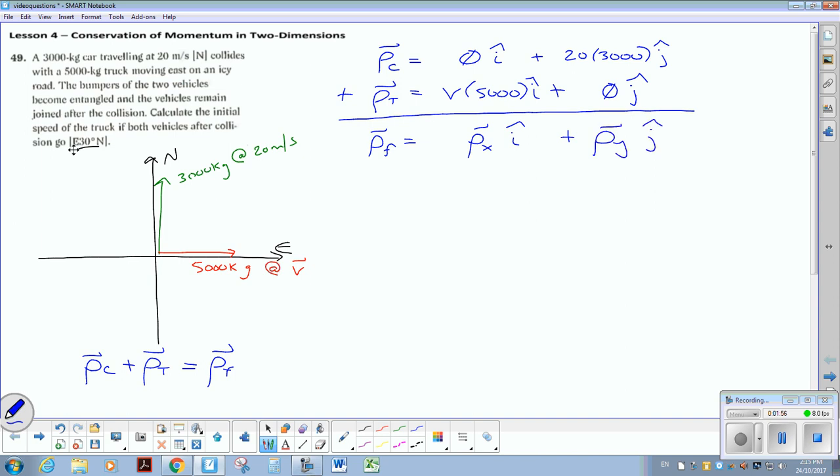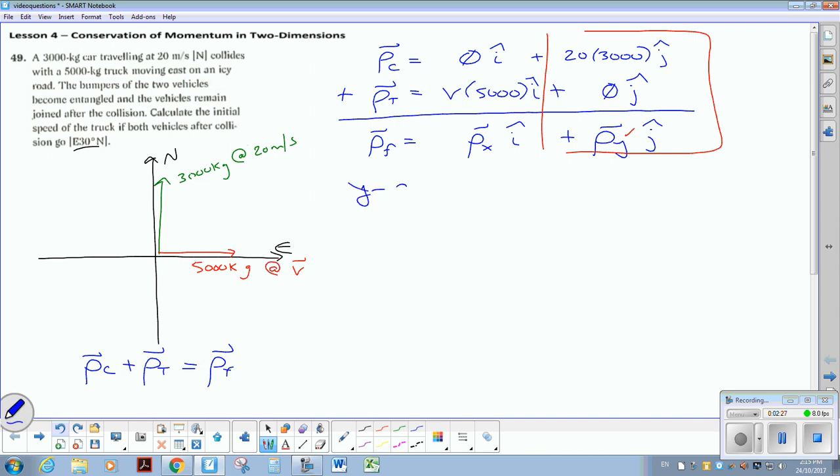You can set this up a couple different ways. This is how I'm going to approach it. I'm going to look at my columns now, and I look at my x component to start, and I see that I've got 2 variables, so not a good column to start with. I'm going to leave that one for now and take a look at the y column. In the y column, my only unknown is momentum y, so I can find the momentum in the y direction.